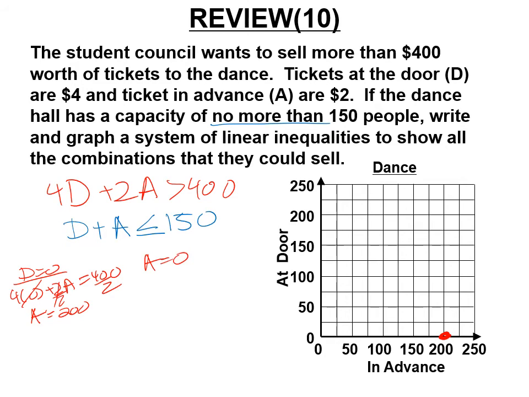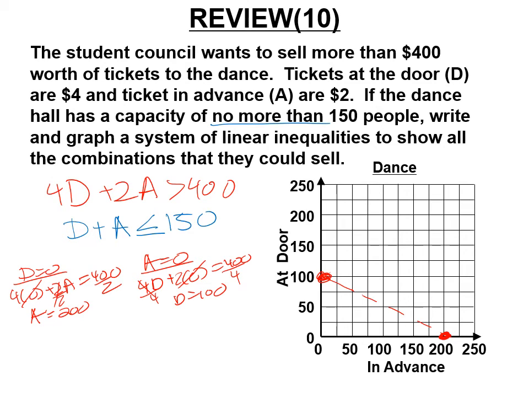If A equals 0, let's see how many door tickets we can sell. Divide by 4. D equals 100. So door tickets, we can only sell 100. Okay, so we're going to connect those two. And it's greater than that. All right, but we're going to double check. Oh, it's greater, so it's dashed.